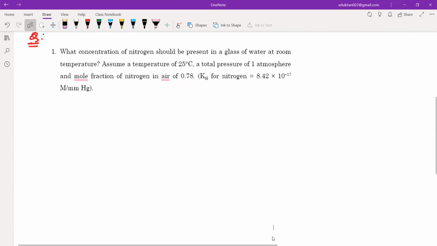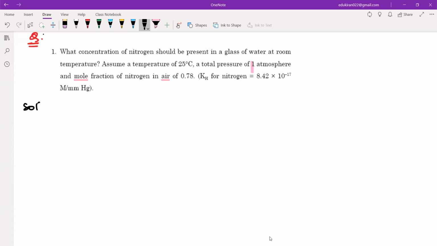अच्छा, ठीक है. So the question here is saying the concentration of nitrogen should be present in a glass of water. What concentration they are asking essentially? What concentration of nitrogen should be present in a glass of water at room temperature? Assume temperature of 25 degrees Celsius and total pressure of 1 atmosphere, and mole fraction of nitrogen in air is 0.78. ठीक है. Now this is an important question.